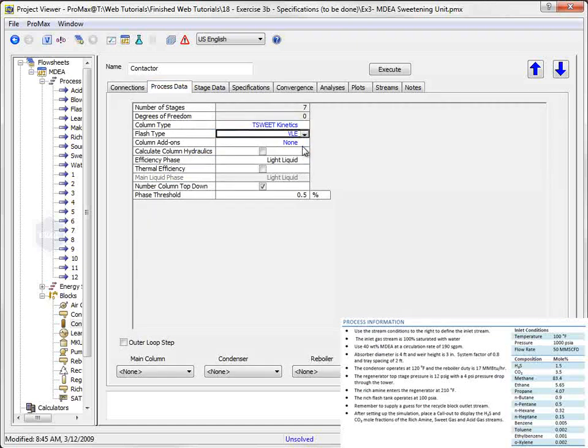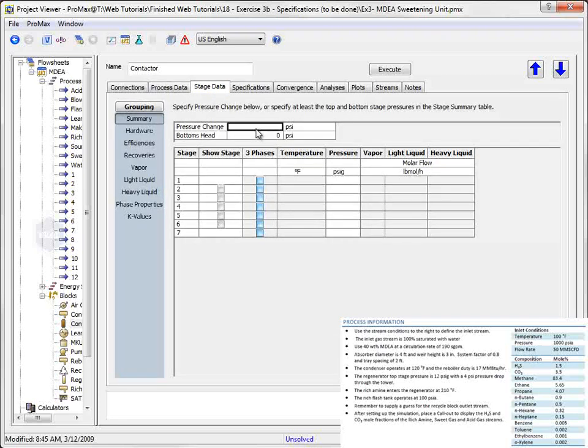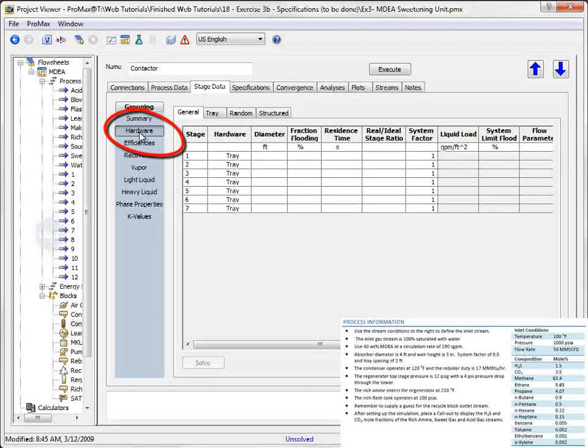On the Stage Data tab, we should first set a pressure profile for the tower. I'm just going to set a pressure change of 5 psi and allow the inlet pressure to set the column pressure. Since we are using the T-Suite Kinetics model, we must provide the information required for Promax to calculate the residence time in the column. Selecting the hardware grouping option here on the left, we can first set the general tab information.